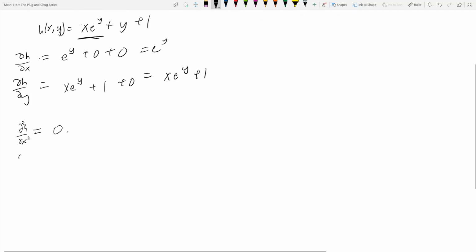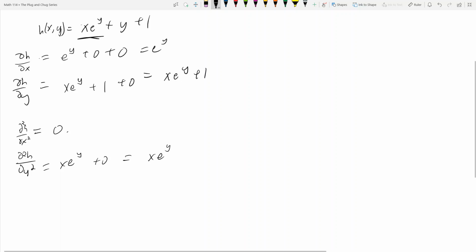Right? And then I got d squared h dy squared. So I look at this guy right here, and I look, okay, what's the partial of this guy with respect to y? Well, this first guy still remains x e to the y, right? Because x is a constant, and then the derivative of e to the y with respect to y is e to the y, and then x multiplies that. And then the derivative of 1 with respect to y is 0. Right, so that's x e to the y.